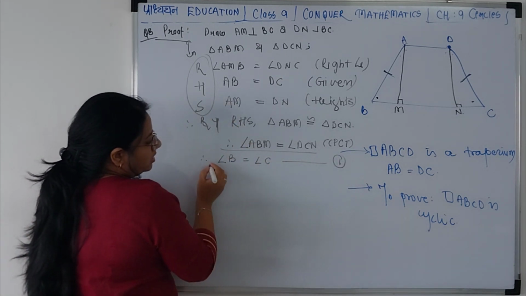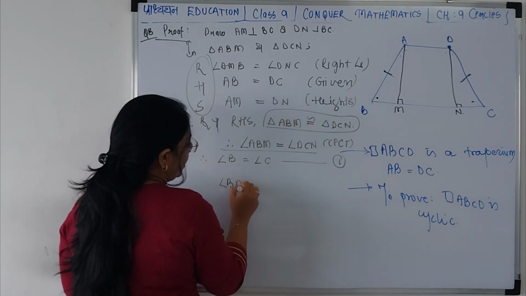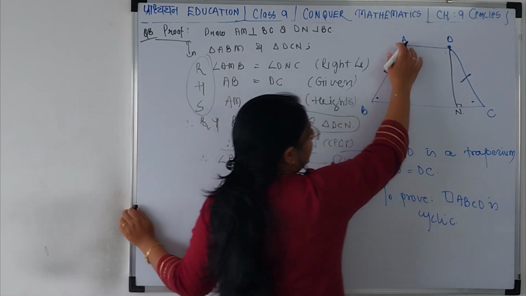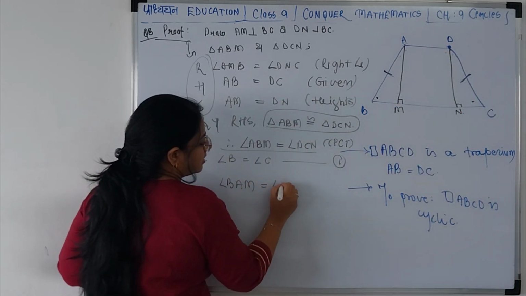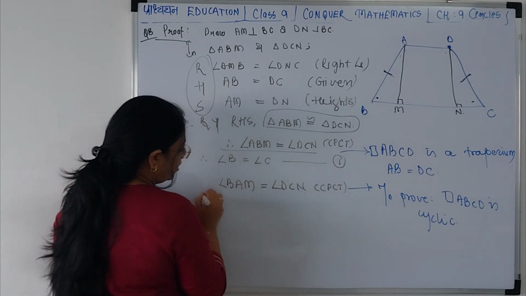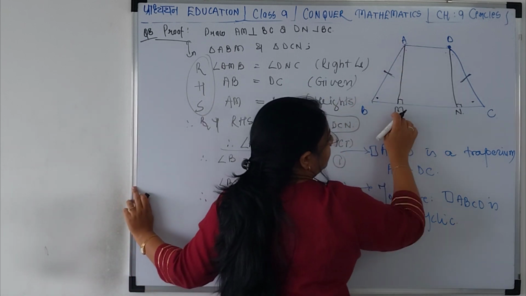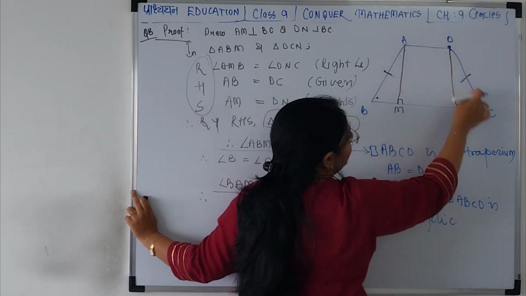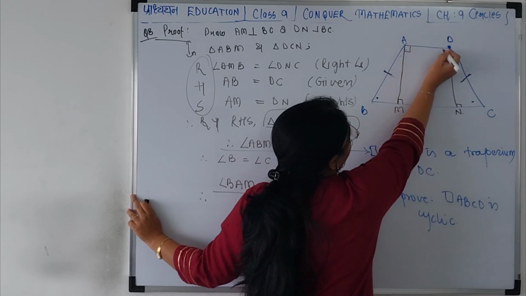Okay. Now using this, can I say the angle BAM is also equal to CDN? Correct? Again CPCT. Therefore, what do I have? I don't want BAM. I want BAD and I want CDA. What can I do? What is this angle?